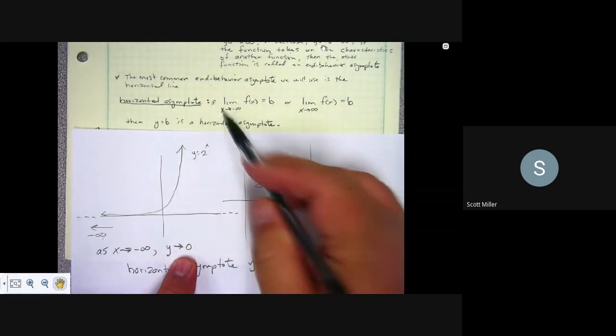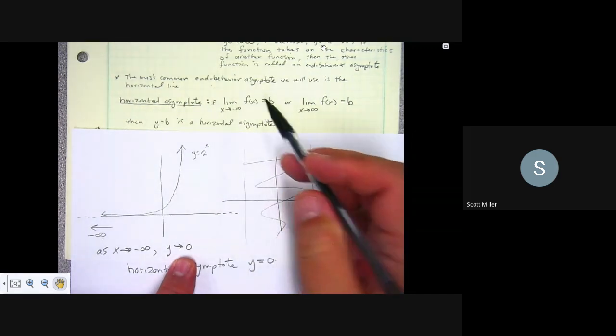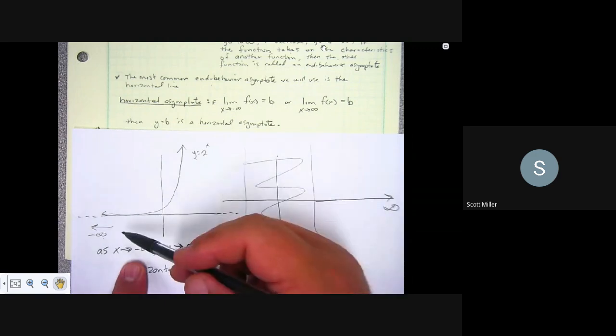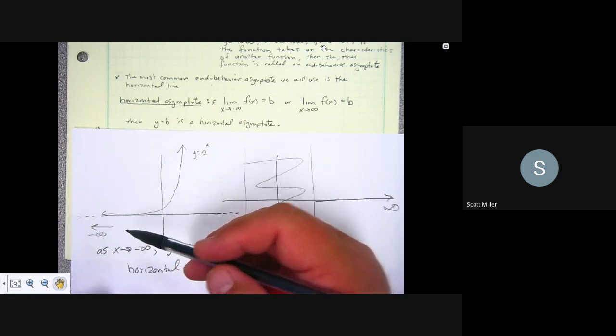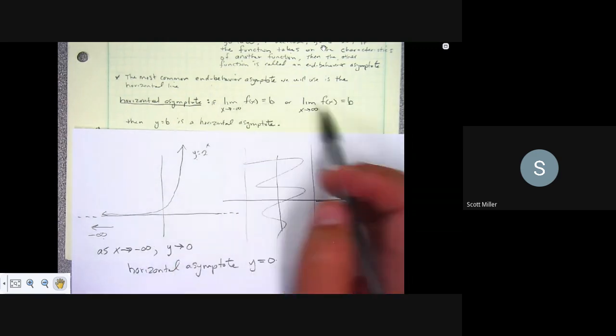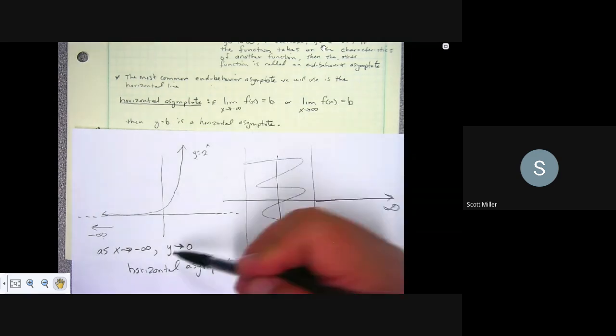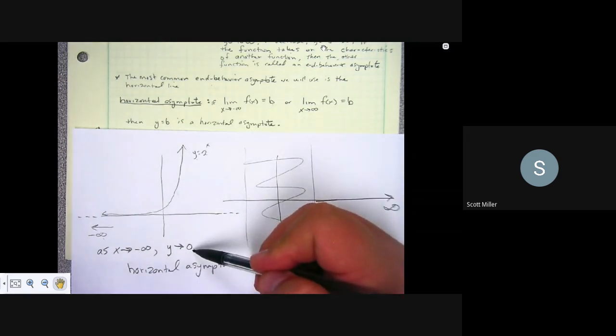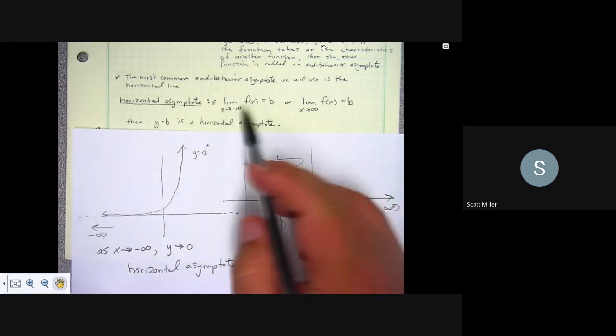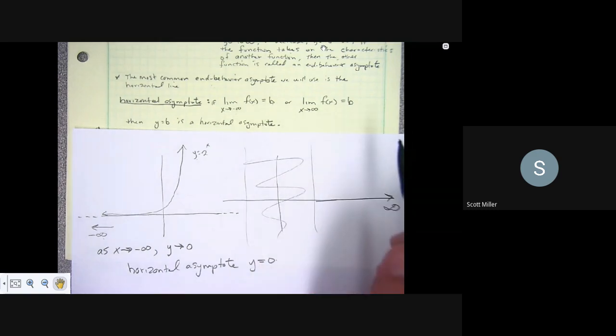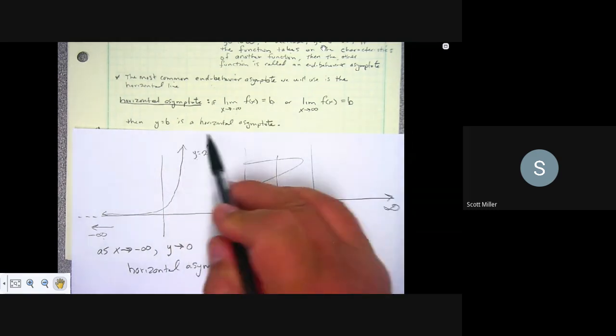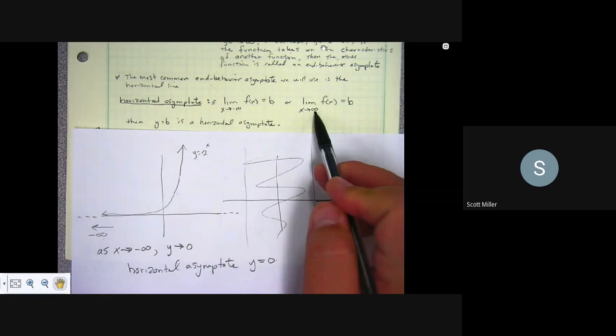So don't panic on that notation if it's the first time you've ever seen it. It literally means the same as this. Just be aware of that because your textbook uses this notation. If you know this notation, you can use it in a pinch. Try to learn that one because it will make your life a little bit easier later on. So y equals b is a horizontal asymptote. This is the same thing if I went to the positive side.